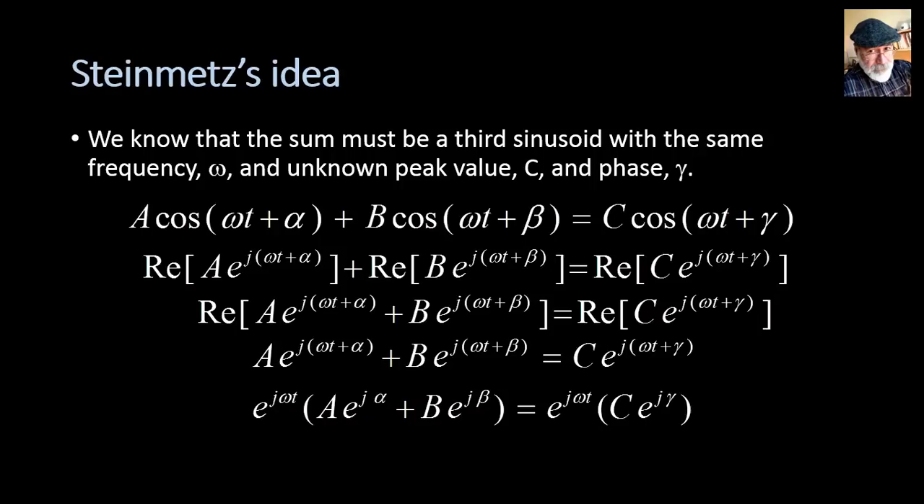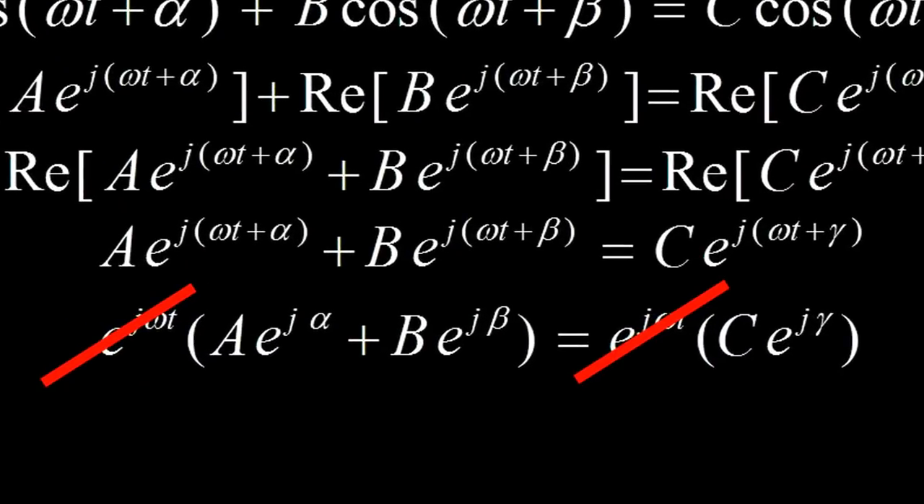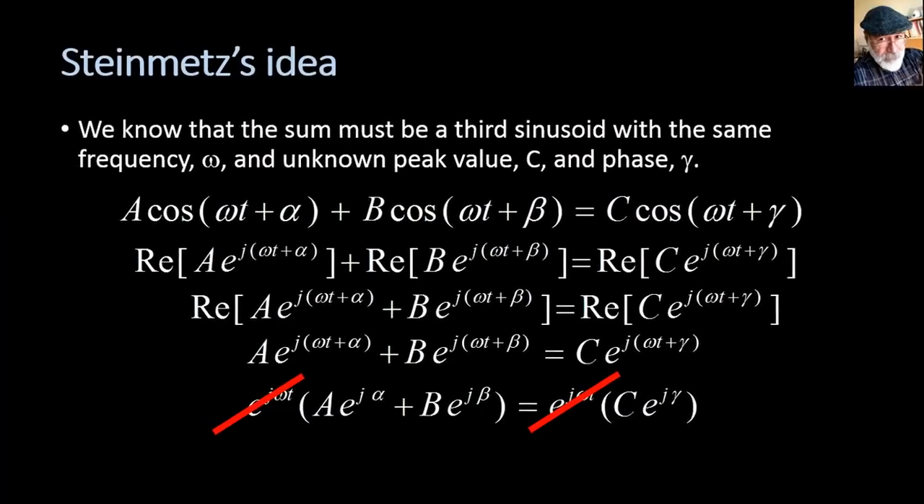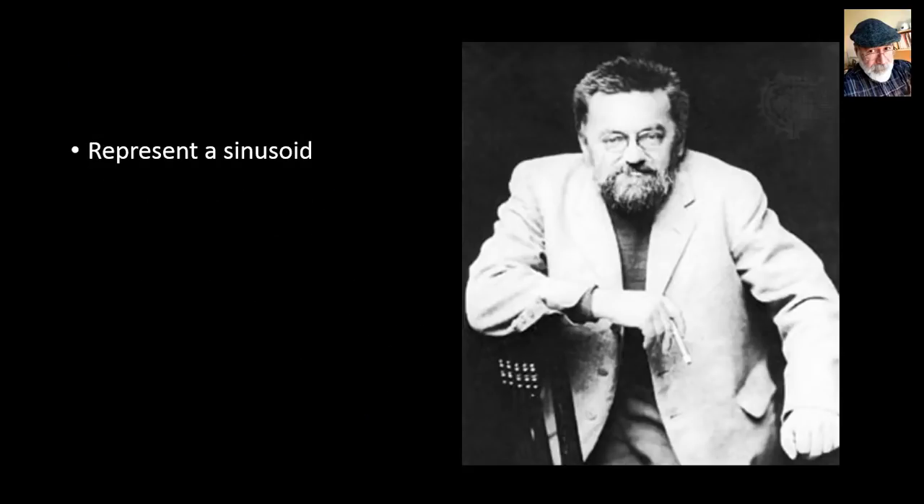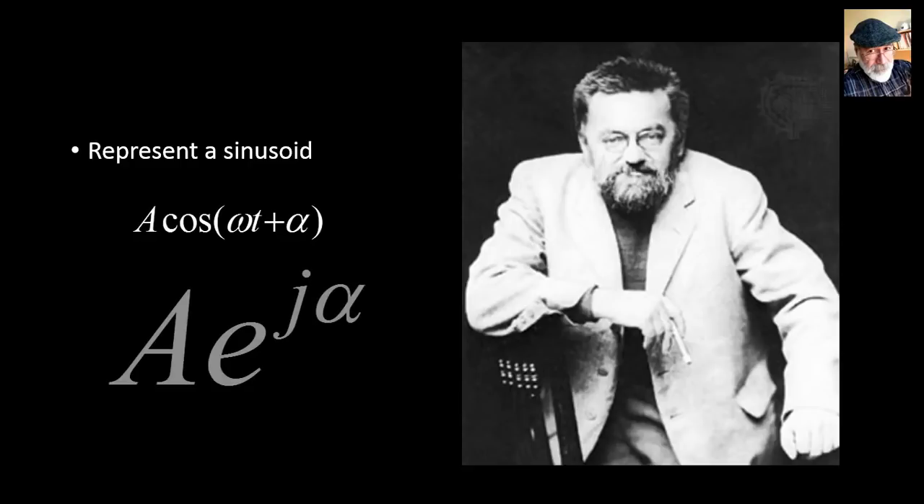We factor out the exponential of j omega t, cancel those time-dependent exponentials, and we are left with an equation with complex numbers. We represent the first sinusoid with this complex number, A, with an angle of alpha, the second sinusoid with its other complex number, B, with an angle of beta. We add them up, we obtain this complex number, which is the representation of the sum, and from there we obtain the peak value of the sum and the phase shift of that sum. So that is a plan to represent a sinusoidal function of time with a complex number.